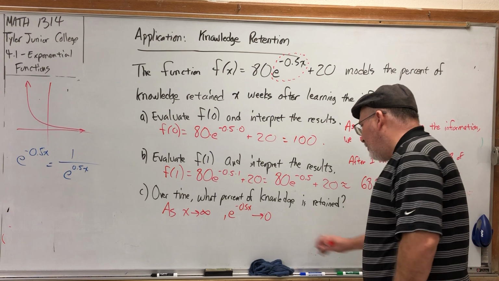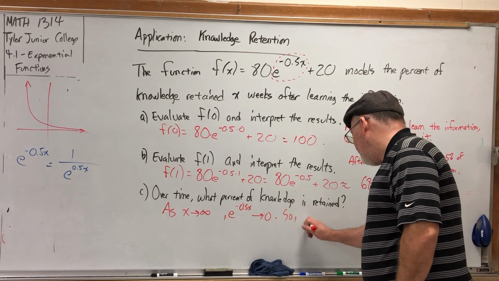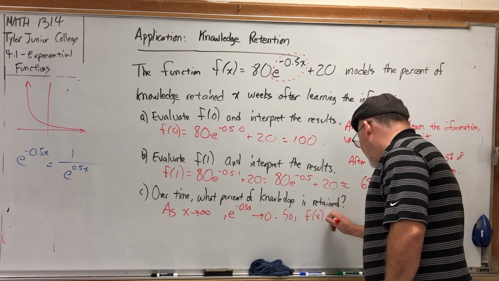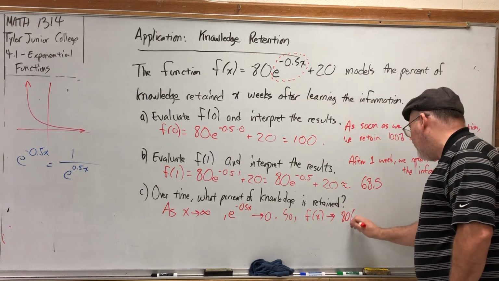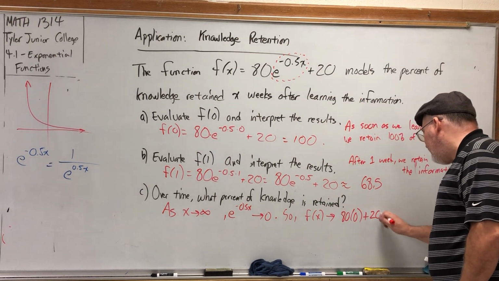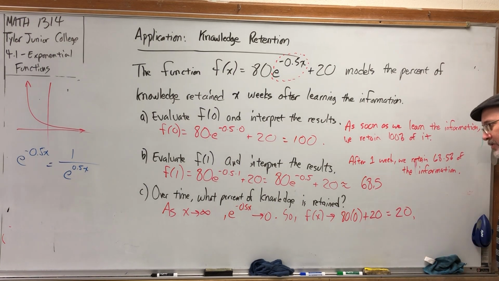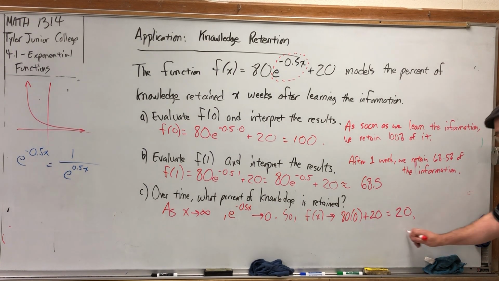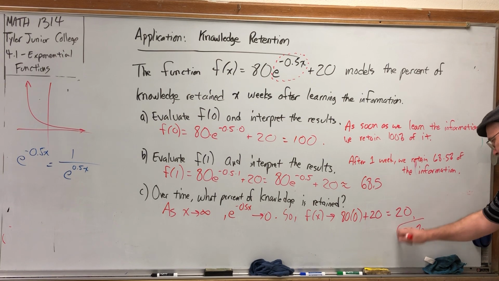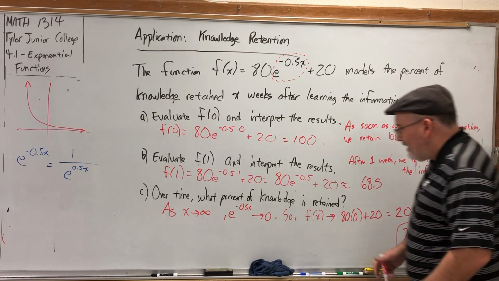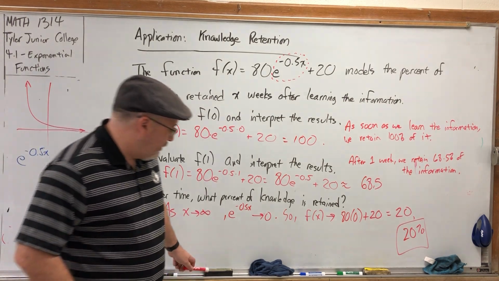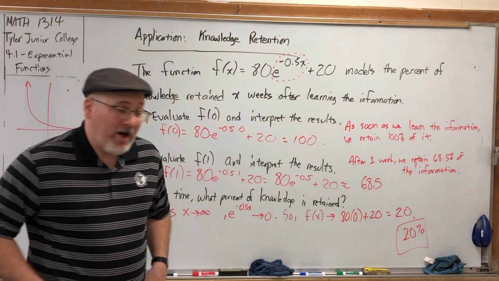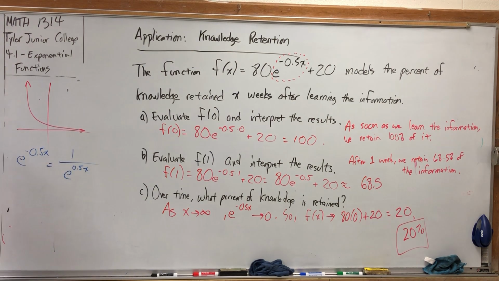So what does that mean here? So f of x approaches 80 times 0 plus 20, which is 20. So that means, since we're measuring percentage, that over time, 20% of the knowledge is retained. Again, this is the model. It's not 100% accurate, but no model is. And that wraps up this section.